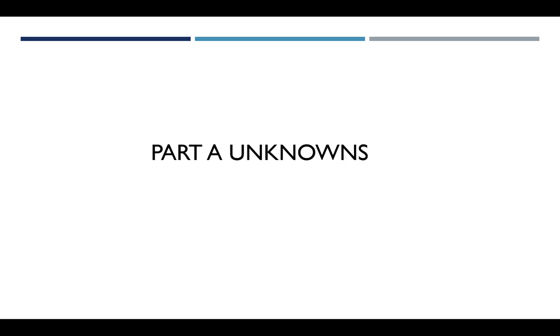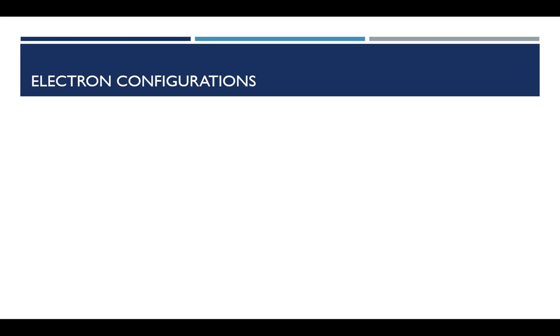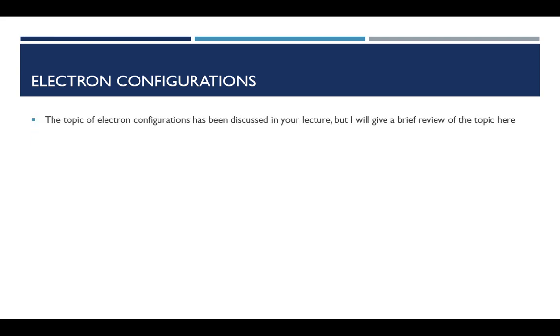So you have just seen videos of the three unknowns. If you need to, go back and watch them again. I know that they do go by fairly quickly, but at this point I'm going to continue on to the next topic. And that will be electron configurations. Now, you should have already discussed this in some depth in your lecture, but I'm just going to take a moment here and review this topic briefly.